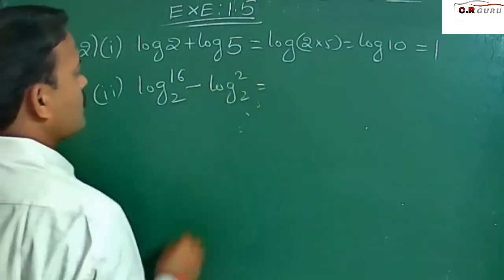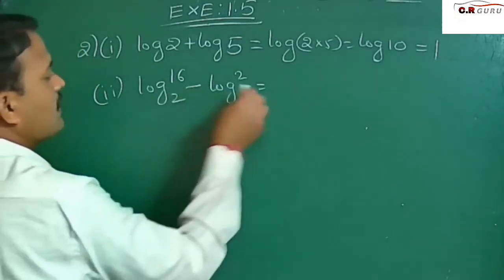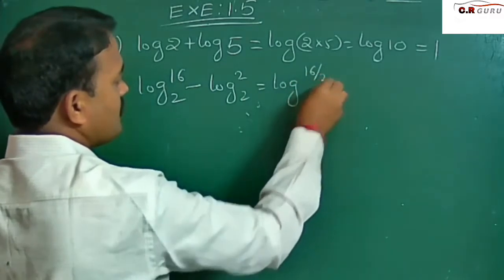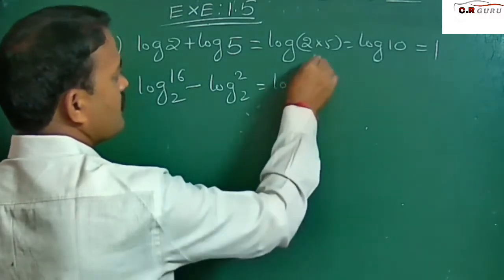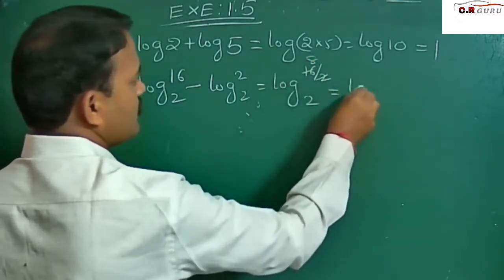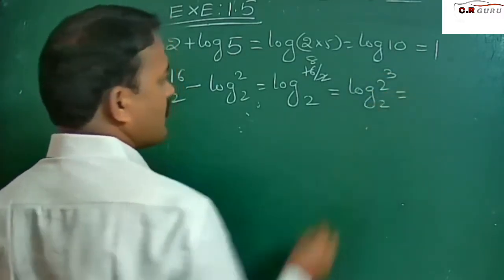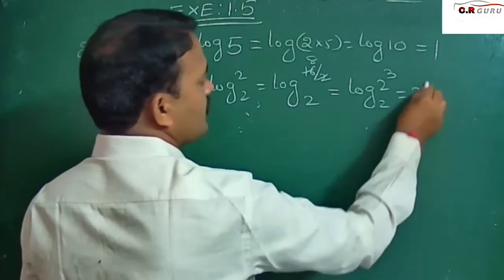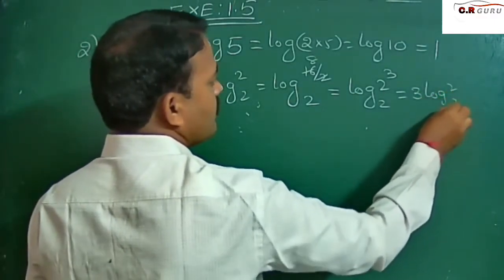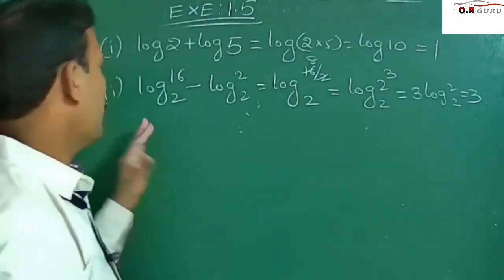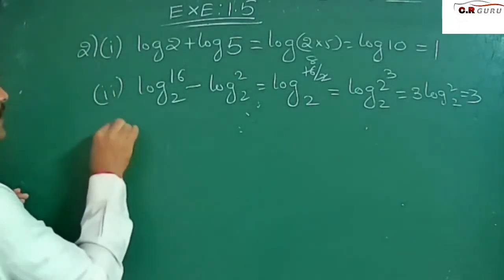So that equals, here log a minus log b is nothing but log of 16 by 2 base 2. That is 8. Log of 8 can be written as 2 power of 3 base 2. That equals 3 into log 2 base 2, so that value will become 3. Okay, so that is the second sum.